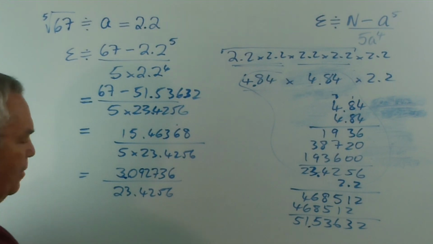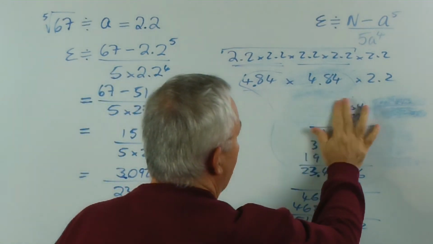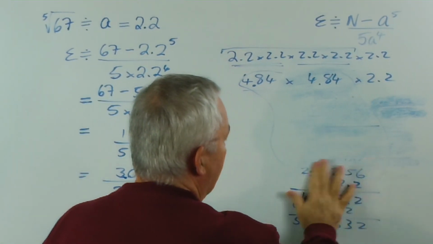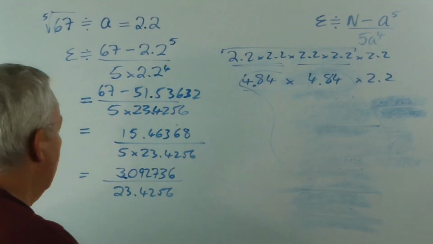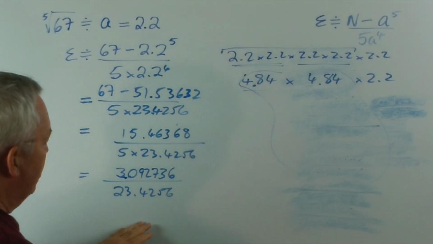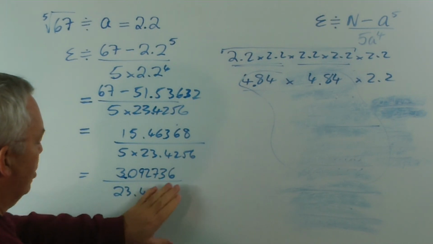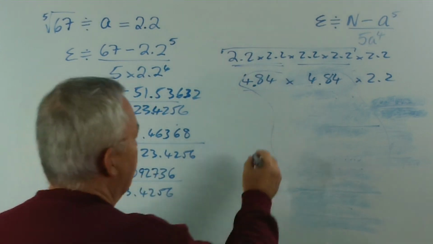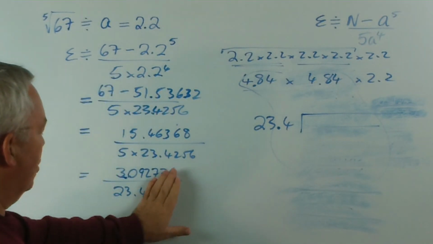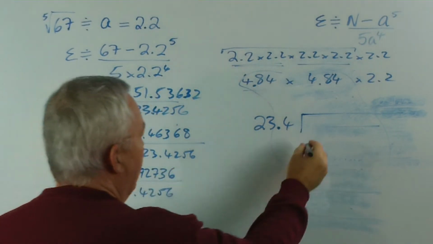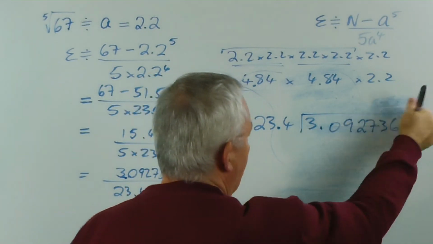Now, because I'm not after a lot of significant figures, I'm going to approximate it. And I hope this will work. I'm sorry for the grubbiness of the board, but it means stopping the video otherwise. I'm going to divide, let's say 23.4 into this. So I'm just going to approximate the denominator, and 3.092736. We're not going to go nearly that far.